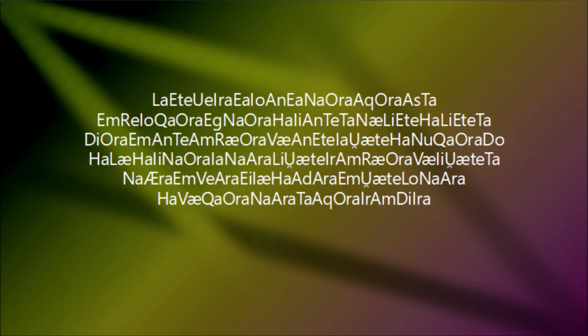A second candidate was just using white spaces between all the root words. That's so much better. La, ete, ue, ira, ea, io, an, ea, na, ora, etc. There's nothing bad to say about this romanization.